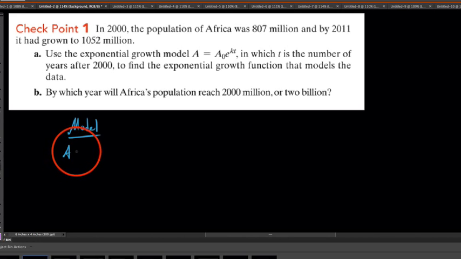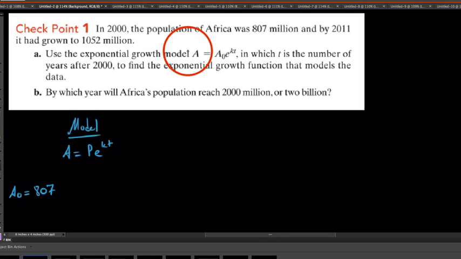I suppose we could write the amount equals our initial amount times e to the kt. The book uses A sub 0, and some texts use this here. But basically we have a rate, a time, and an initial amount. It says right here in 2000 the population of Africa was 807 million. So our initial amount, A0, is equal to 807, and we'll just do this in millions here.